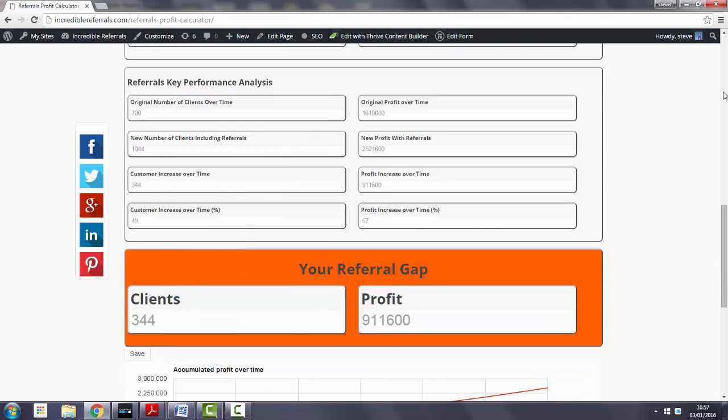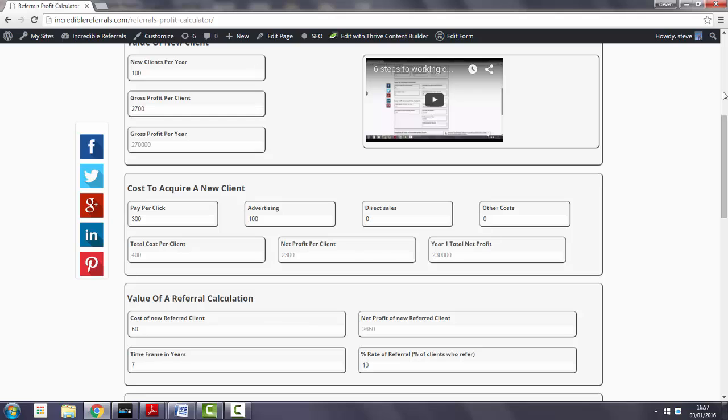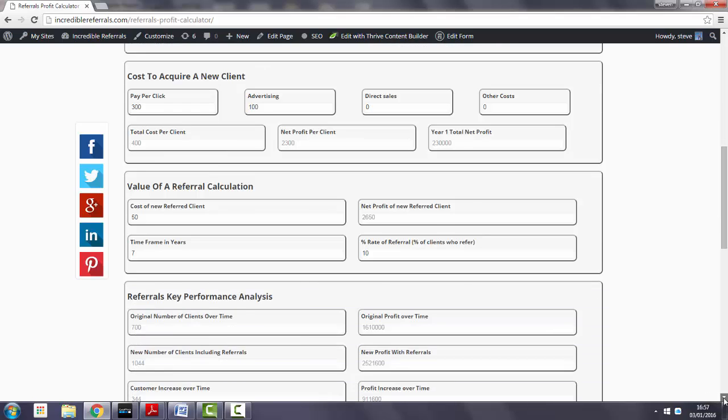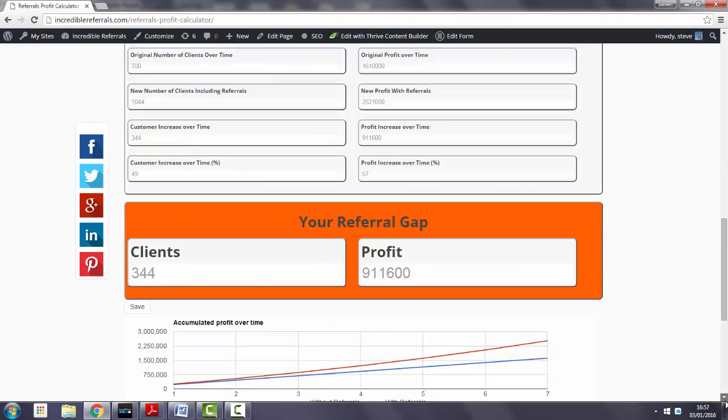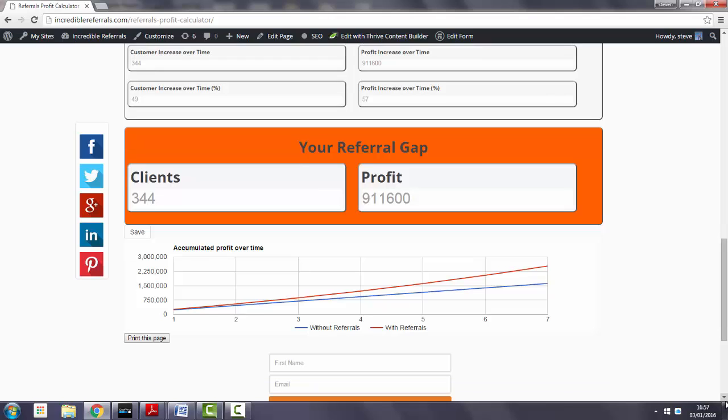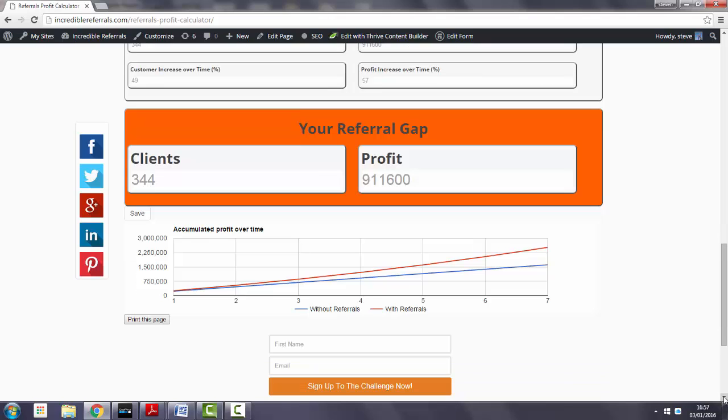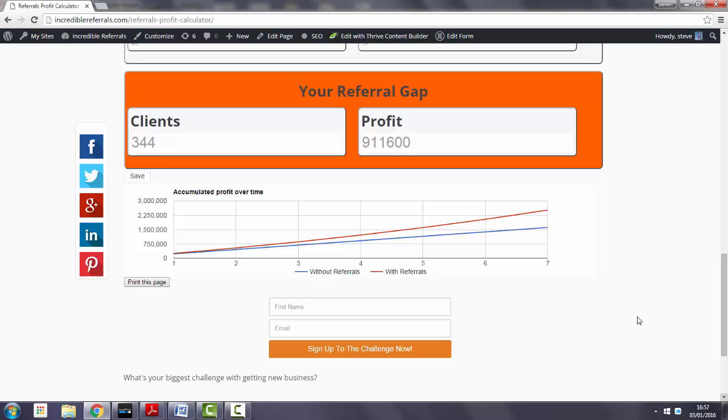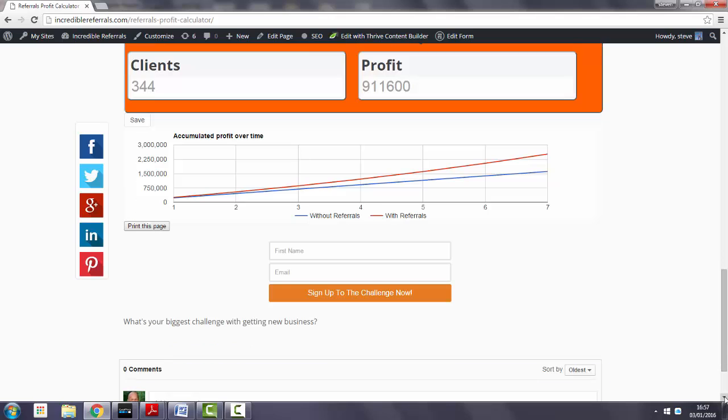And also, even if you weren't taking into consideration a time period, there's the difference in actual profit, between £2,700 minus the cost, and a new profit margin of a new referred client of 2,650, for nothing extra really. Referred clients are much easier to acquire than from a sales call or cold call or whatever. And here you've got a graphical form where you can see the difference.